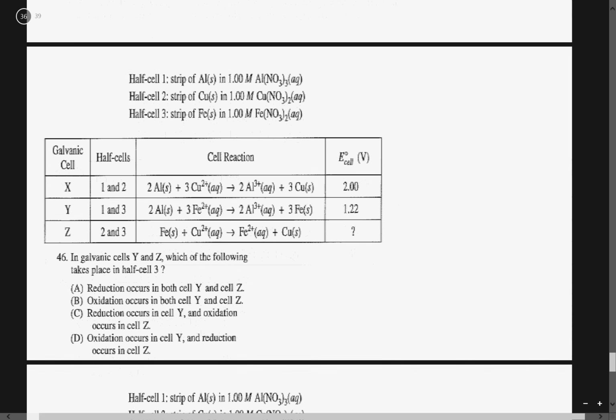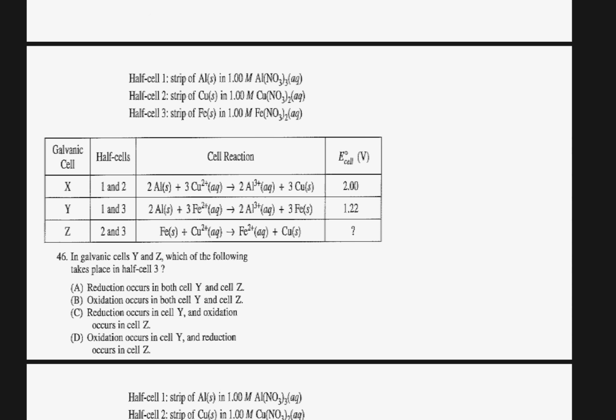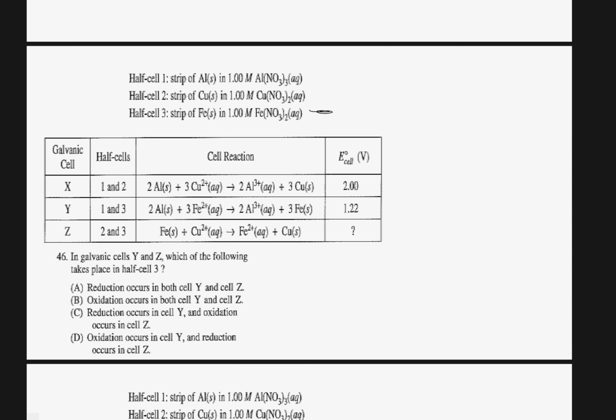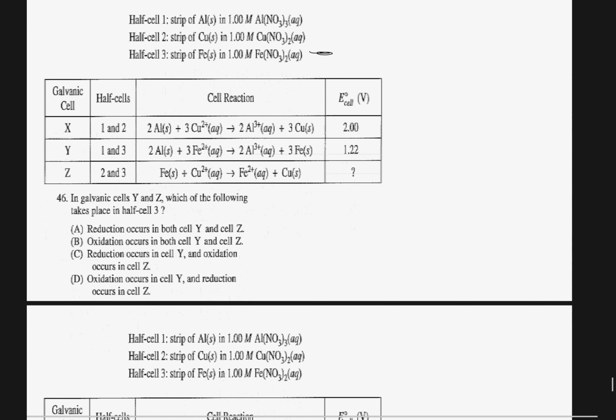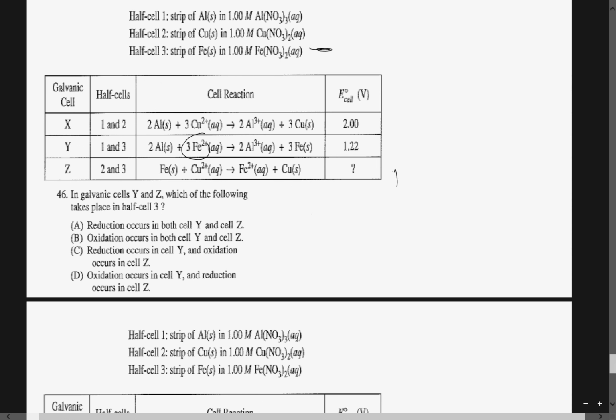All right. Now it says in galvanic cells Y and Z, which of the following takes place in cell 3? So in this case, they tell you what is going on here. They tell you, okay, strip 3 has iron in it. So they want to know, okay, cell 3 is the iron. So the iron is going from Fe2+ going to Fe solid.